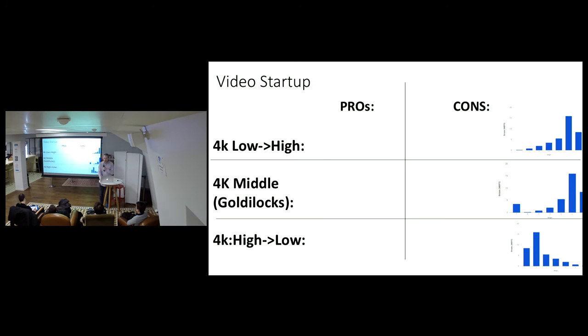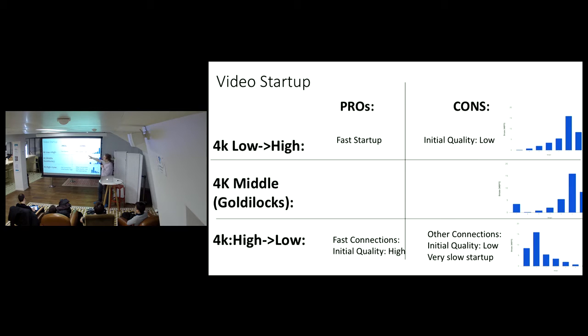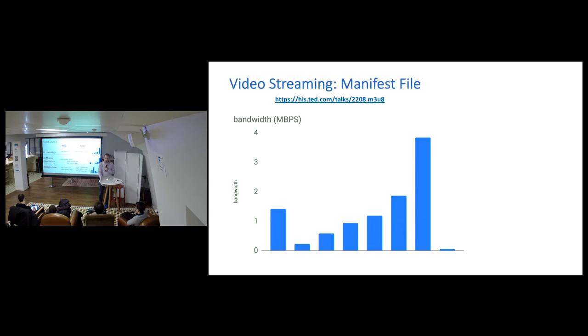So obviously there are pros and cons to all of this. When you start off with the highest bit rate, it looks great on a really fast connection, but for everybody who's not on a really fast connection, it's really slow to start up and initial quality is poor. When you start with a low quality, the quality is low, but it's really fast to start up. And then, of course, in the middle, the initial quality is good, but the startup is sort of in between.